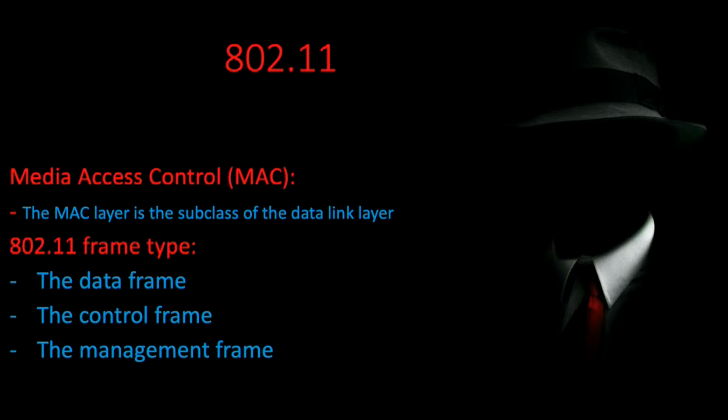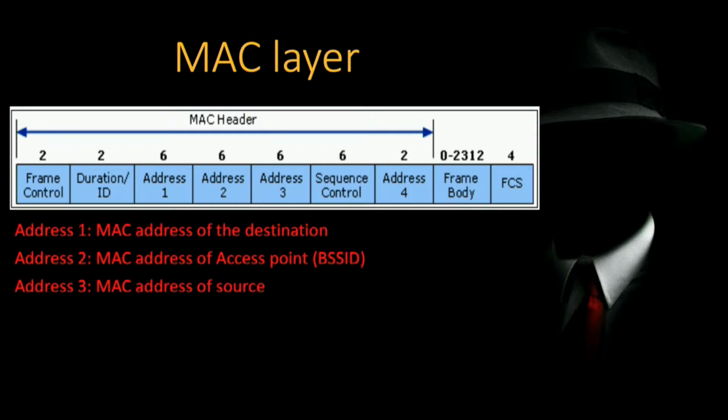And then we talk about the 802.11. That's your WLAN protocol. We already discussed the MAC, and we have three types of frame: data frame, control frame, and management frame. The management frame is the one we will be focusing on more. A MAC layer consists of these kinds of fields. If you've ever seen an IP packet or TCP segment or any of these networking stuff, this is a MAC layer.